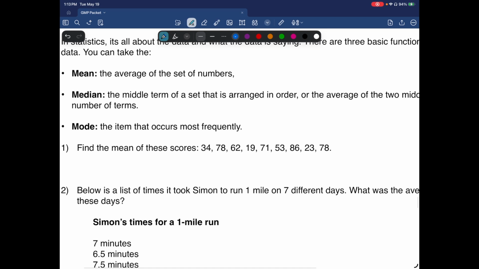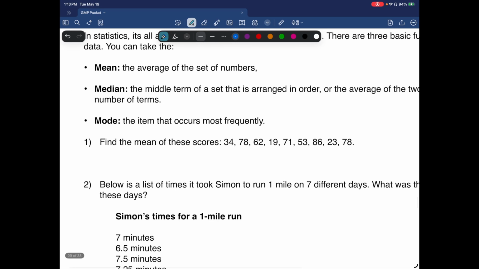Now, if I want to find the mean of these scores for number 1, order doesn't matter. I'm just adding up all the terms and dividing by the number of terms. There are 9 terms, and if I add all these up, I get 504. And I divide by 9, and that gives me a mean of 56. So the mean of this data is 56.